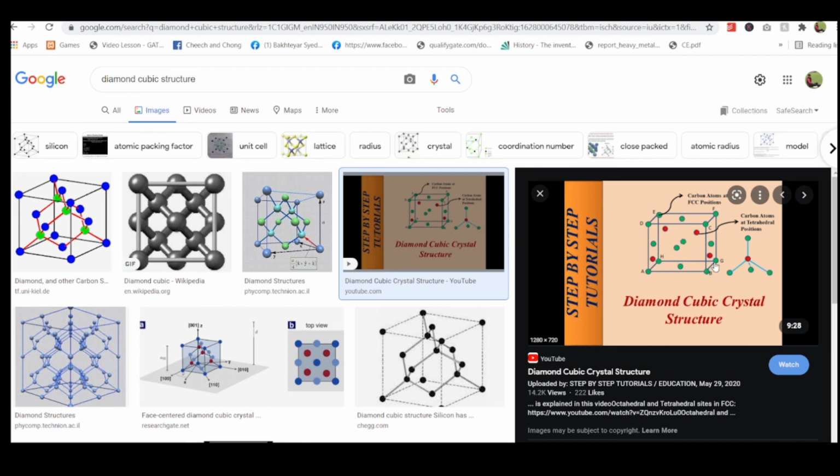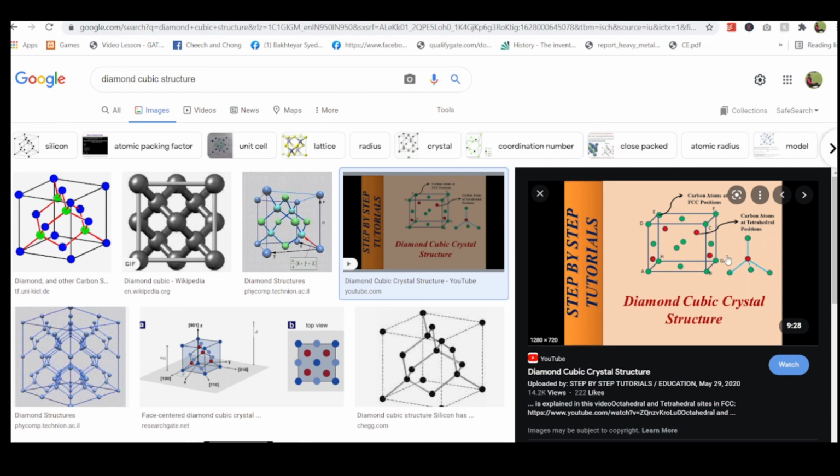See here, in this one also, all greens are present on the corner. This green is on the face, this green on the face, this green on the face, and all red atoms are tetrahedral atoms. And if you join these atoms, it will form a tetrahedral shape like this.